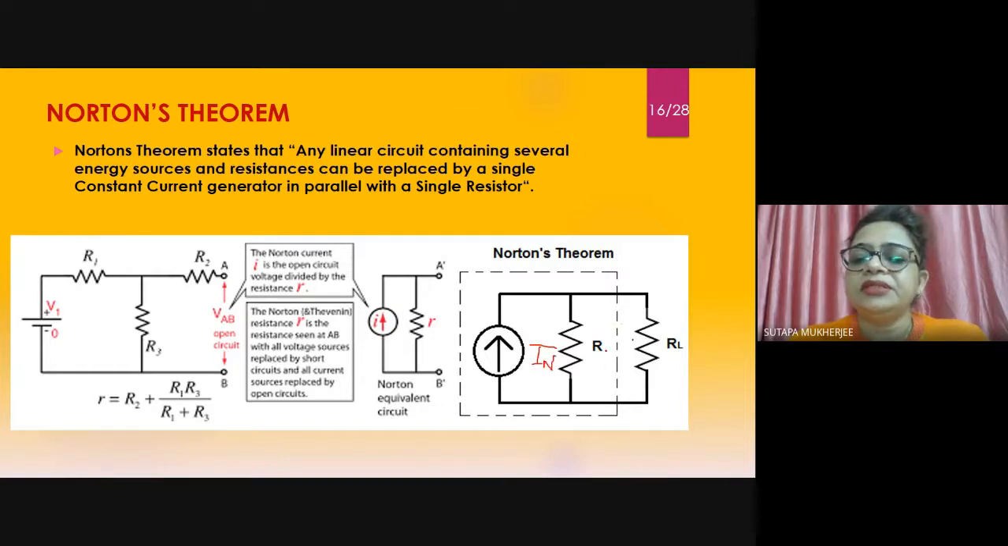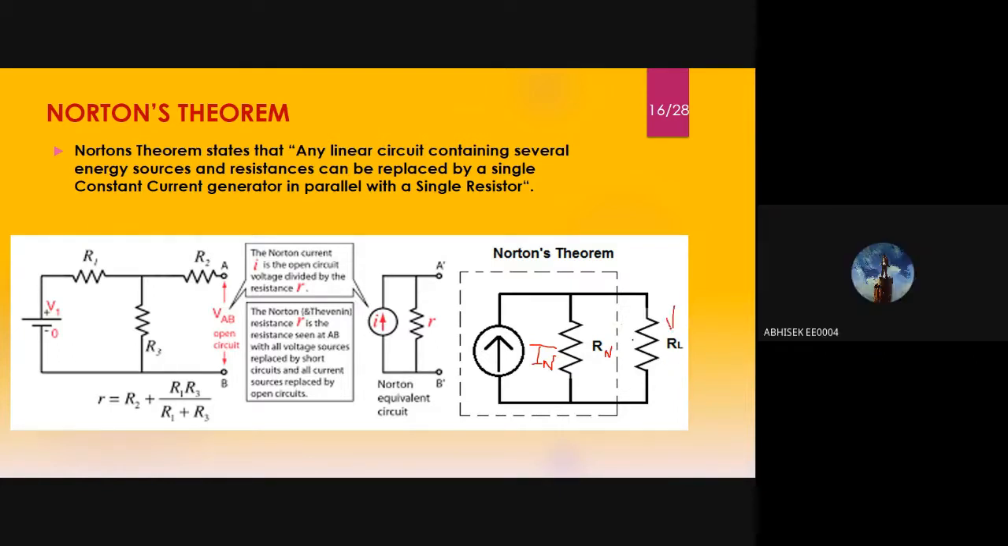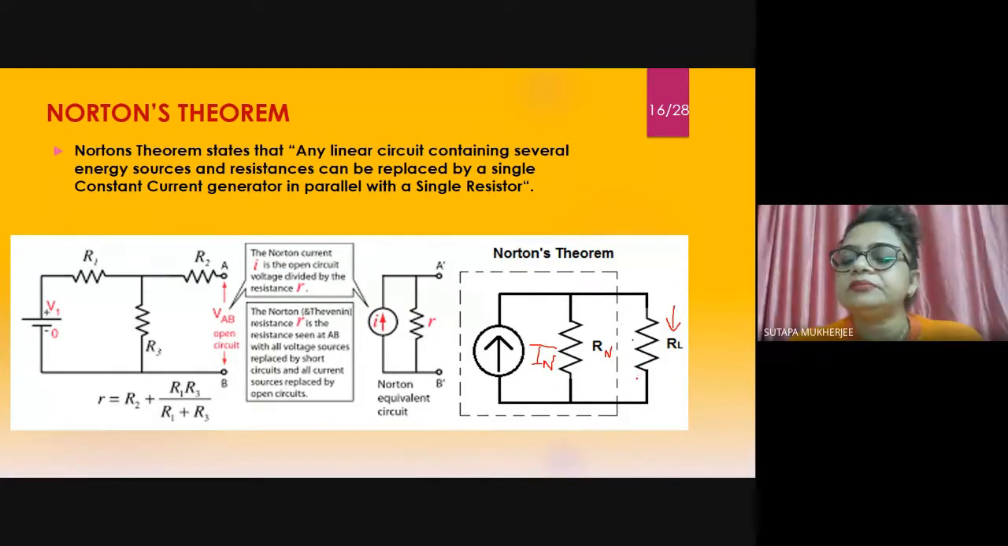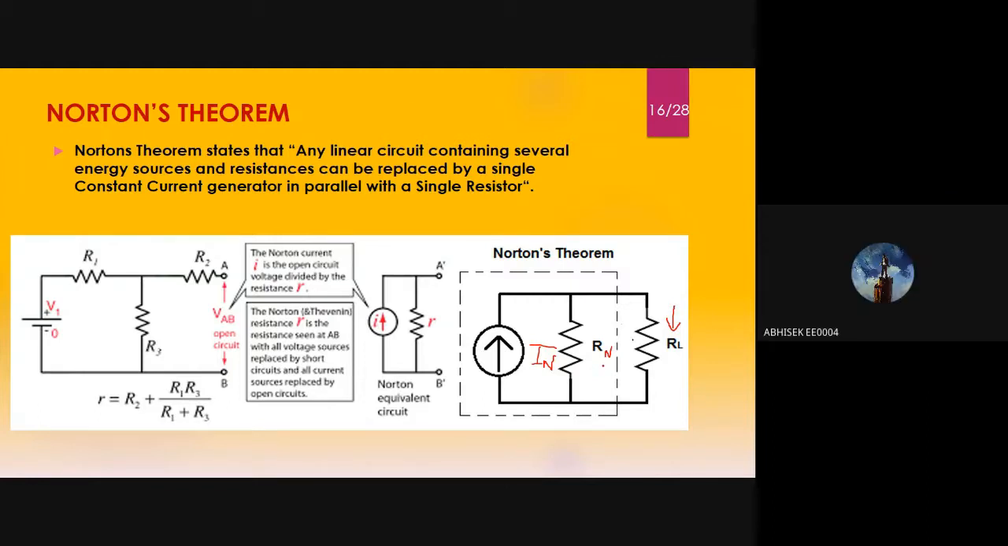So from this circuit, it is very obvious that if this is INorton, and if this is RNorton, then what will be the current through RL? Abhishek, you can say this. Current through RL will be equal to what? Repeat please. Ma'am, current through RL will be RN divided by RL plus RN into IN.